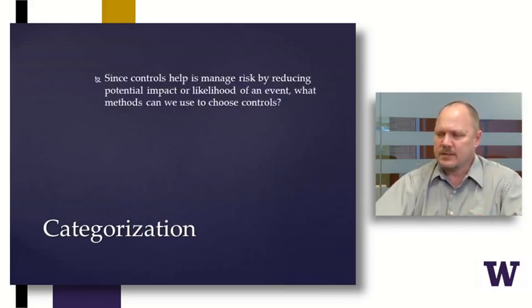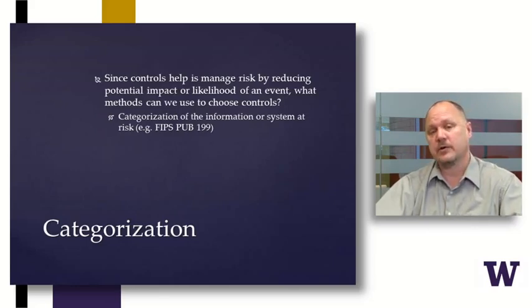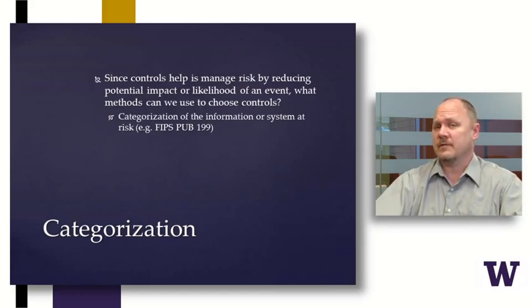So since controls help manage risk by reducing potential impact, one of the methods we might use to understand what control to pick would be to take a look at the impact. I believe in Barbara's course you would have been exposed to FIPS Pub 199, which is a description of how to assess the impact of compromise of confidentiality, integrity, or availability for a system that you would encounter. It's very simple, it's short reading. If you've not read it yet, I suggest you go get it and take a look. And it's also free.